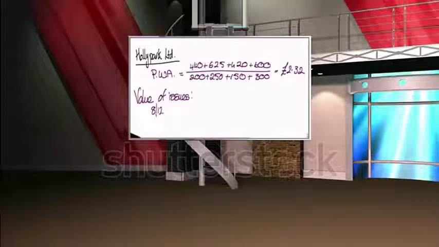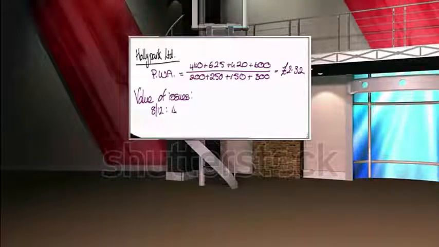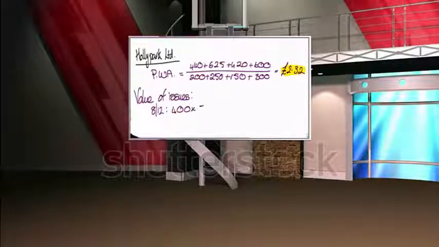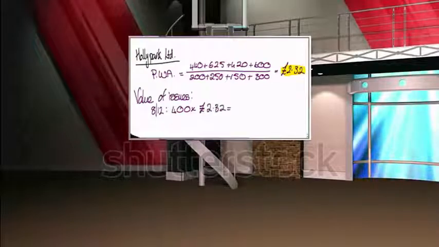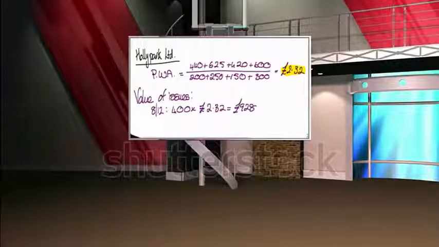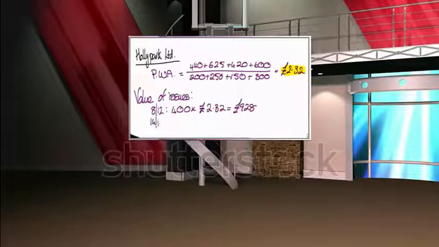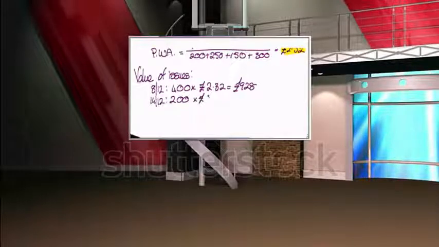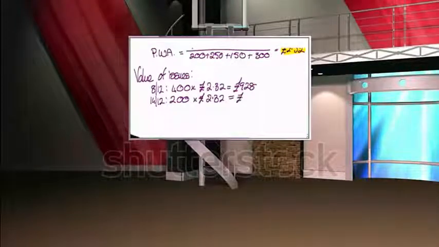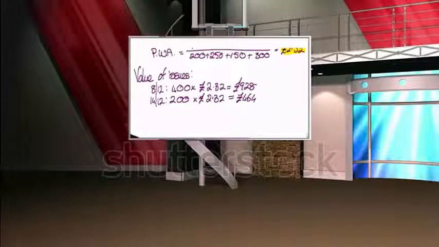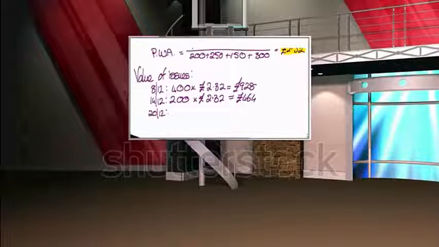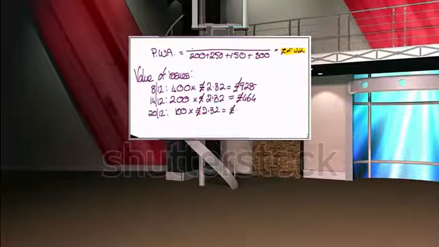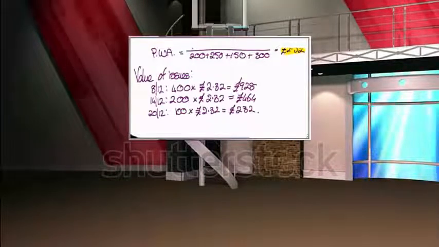During the period, on the 8th of December, we issued 400 units. If we value that now at £2.32 each, the total value of the issue is £928. On the 14th of the 12th, we issued 200 units, value of £2.32 each, £464. 20th of the 12th, 100 units issued, value of £2.32 each, so £232 in total.